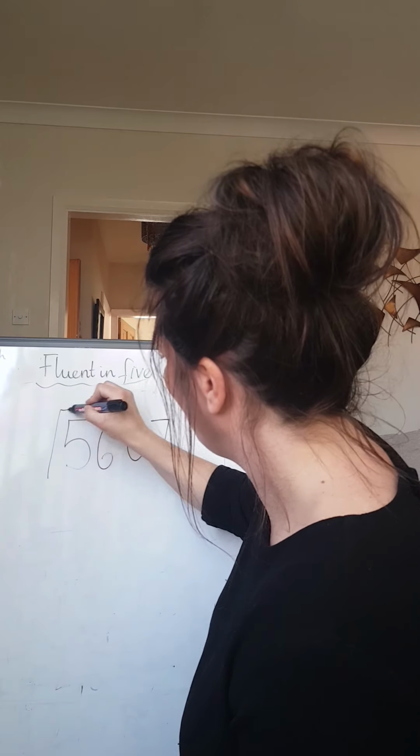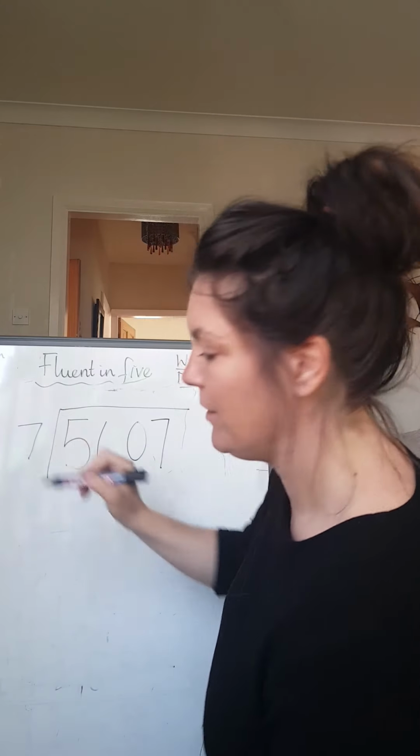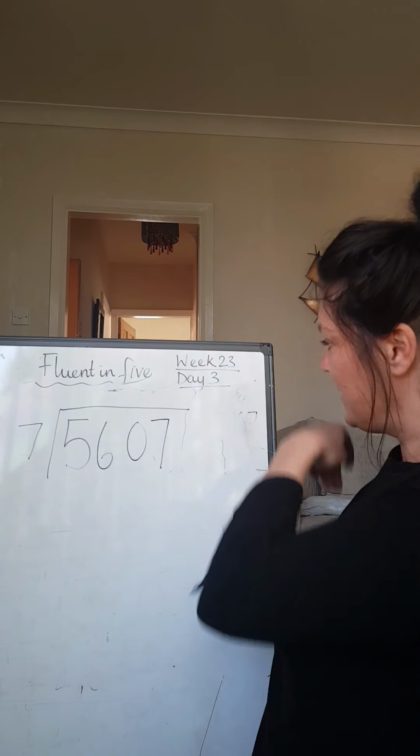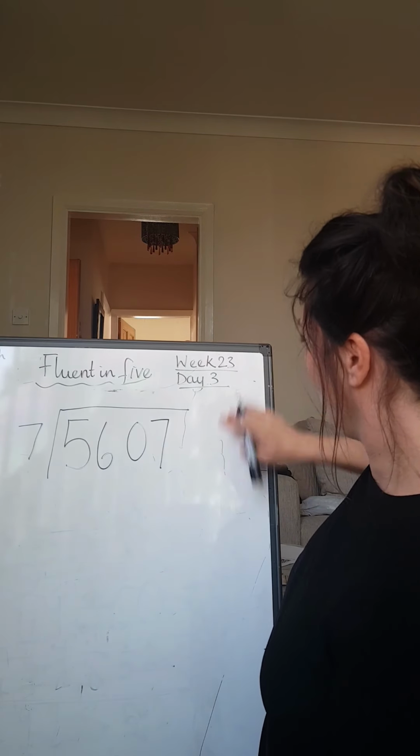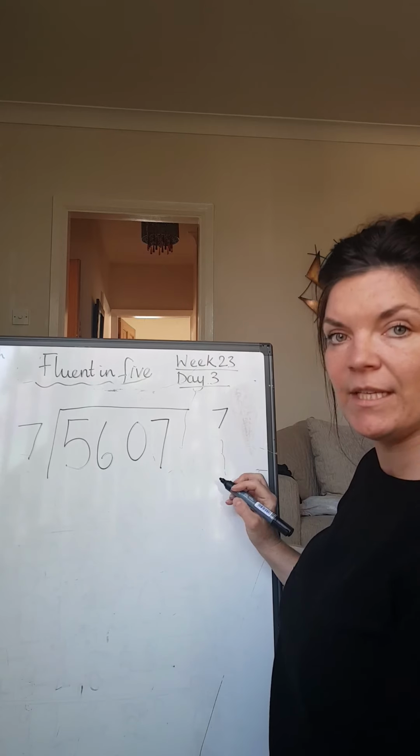5,607 in the bus stop, and we're dividing by 7. We want groups of 7 only. Let's do the little trick that we sometimes do in class. Let's write the 7 times table out.